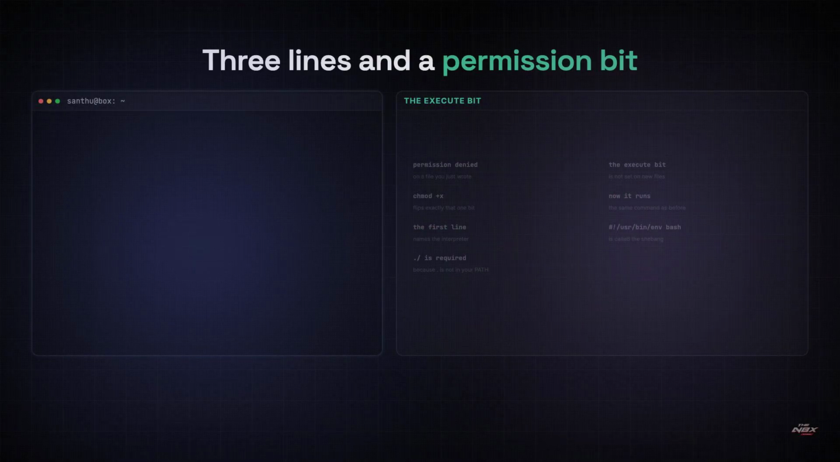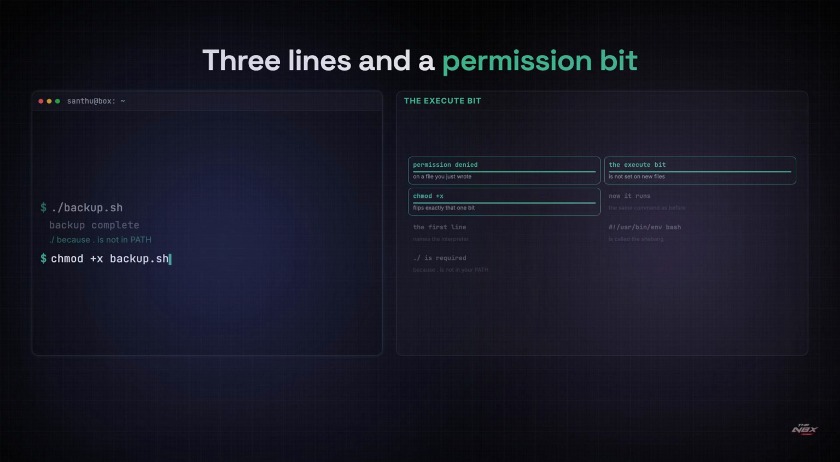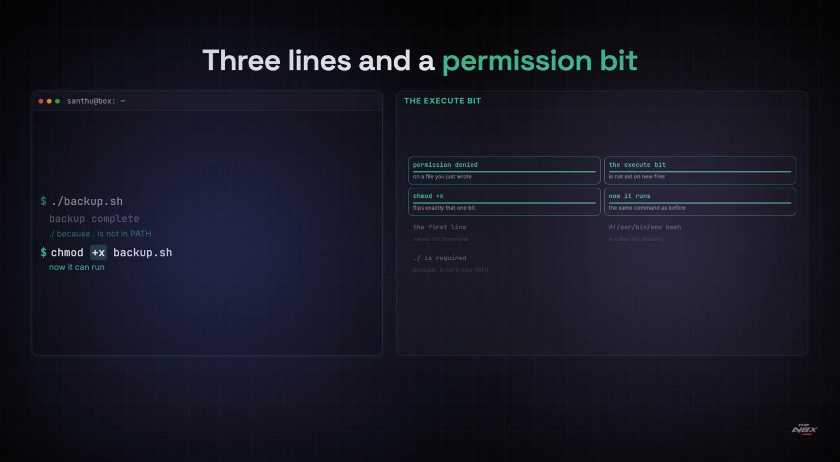A script is just a file with commands in it, and yet the first time you run one you get permission denied. Here's why. New files aren't created executable, which would be a terrible default. So chmod +x flips exactly that one bit, and the very same command now works.